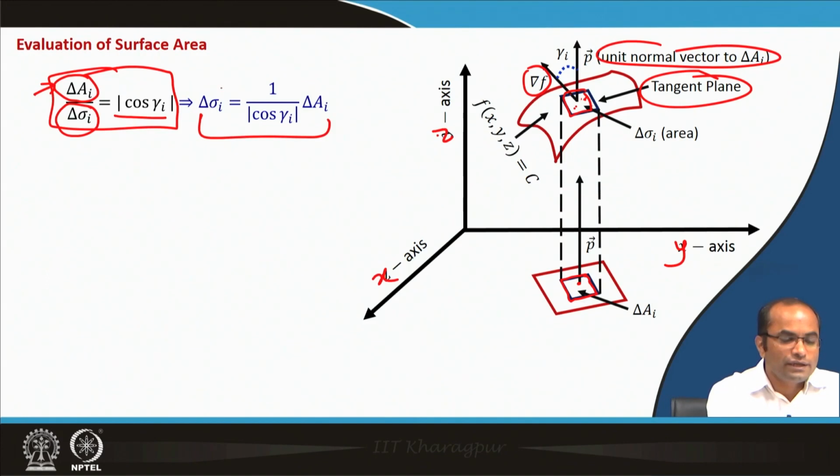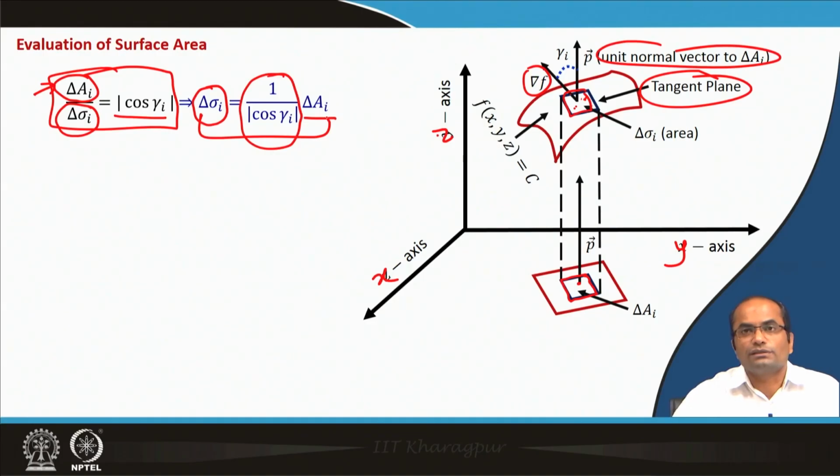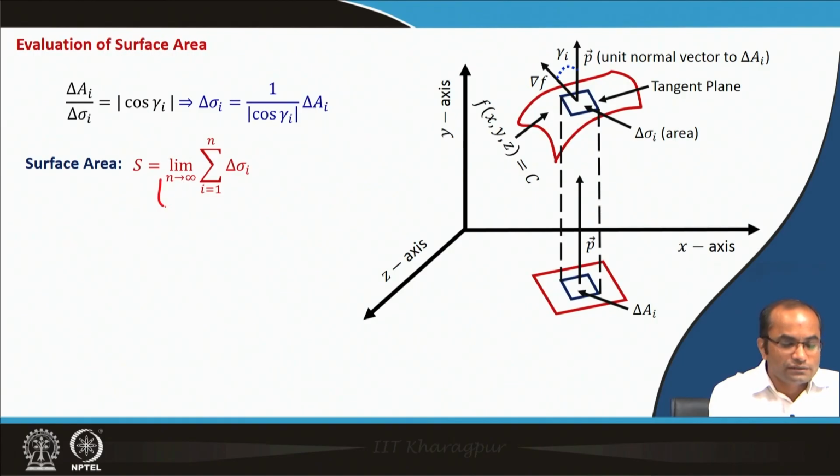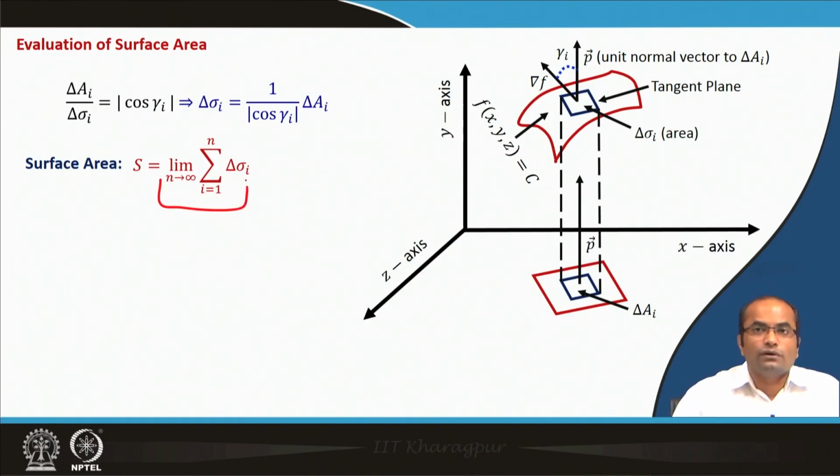In that case, this relation can be given as: the area on the tangent plane will be just 1 over cos gamma I, multiplied by the area which is projected on the xy plane. So now we can evaluate the surface area easily, with the same idea: we sum all these portions of the surface, and then we take n approaching infinity. At present this is on the tangent plane, but when n approaches infinity, this will eventually form the surface area.